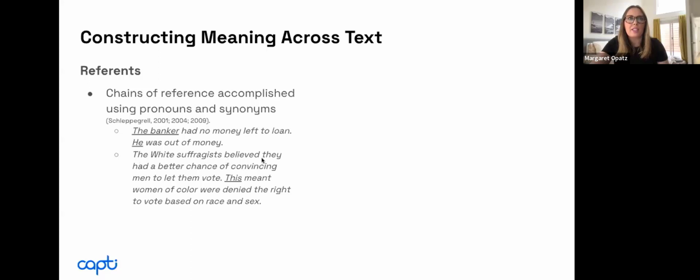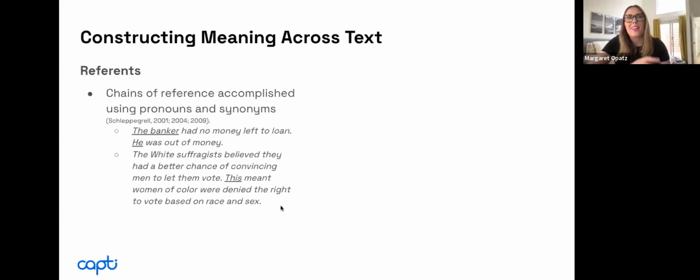So if you read that first sentence, and then you read this second sentence, and this meant, you have to understand that this is referring back to all of this information in the previous sentence. And then you have to connect it to the outcome. So what happened because of this previous sentence, like what's the outcome? And in the case here, it was that the white suffragists were actually able to vote, but then they didn't bring along the women of color.